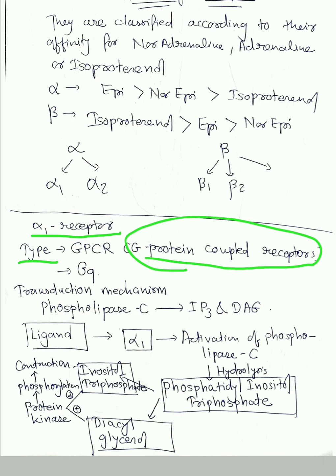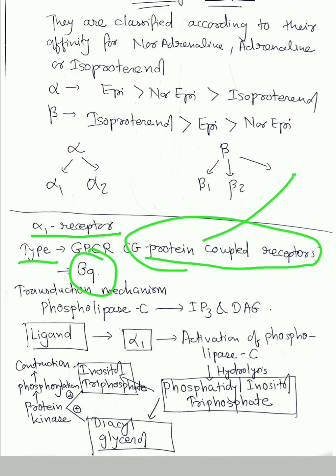Why is it called a G protein coupled receptor? Because in the structure of this receptor a G protein is present, that's why it is called a G protein coupled receptor. Now what type of G protein is present in that? It is the Gq protein.